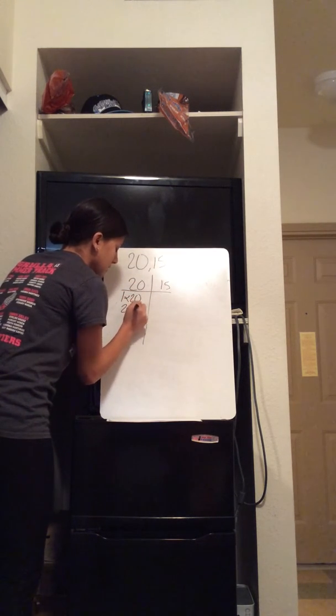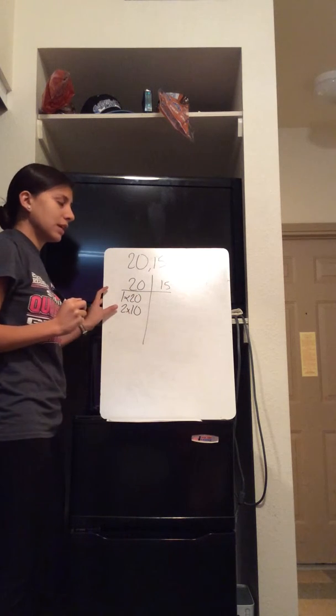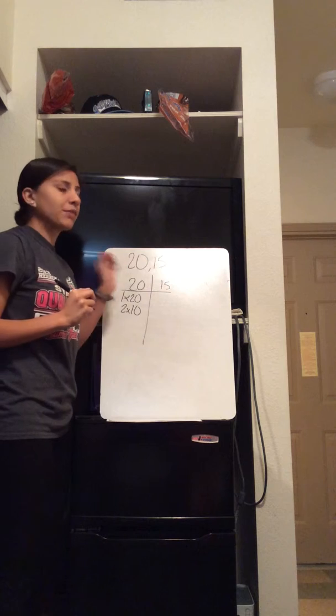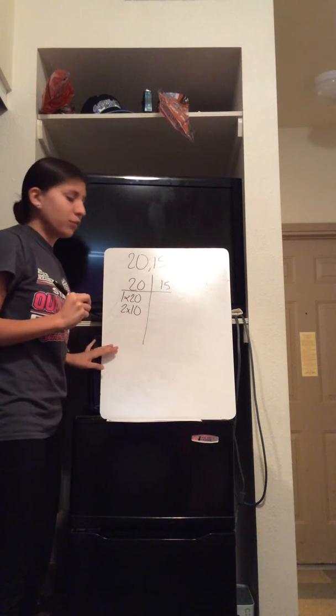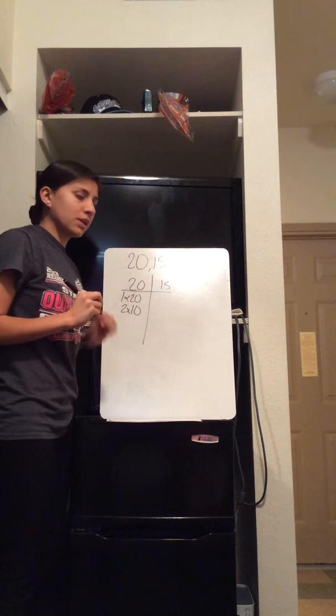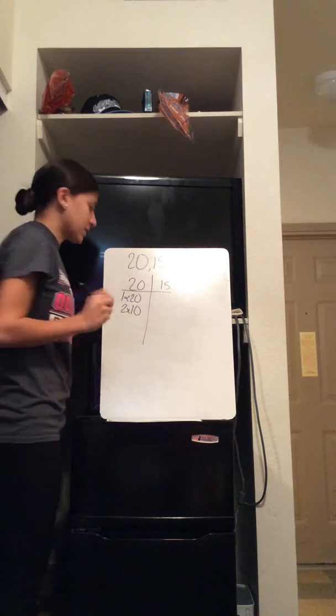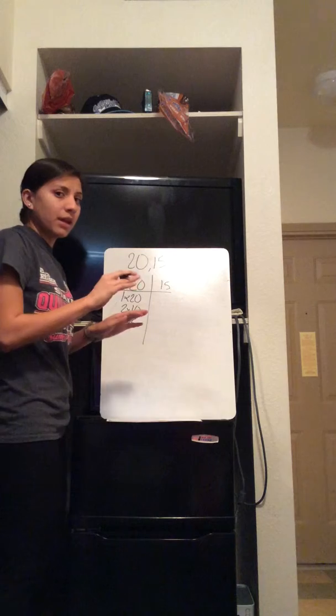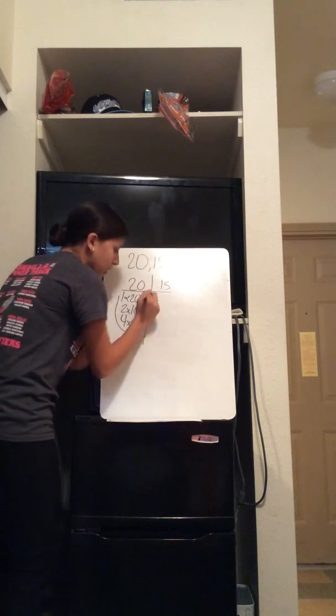2 times 10. Can 3 times something give us 20? Of course not. So our next number would be 4. Now 4 times what will give us 20? 4 times 5. Correct. And since we already have our 5, we know that we'd stop there. So we completed our U.